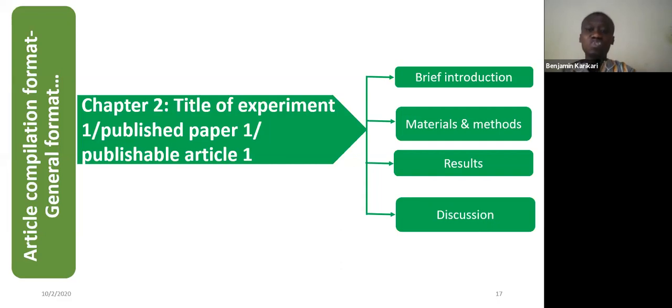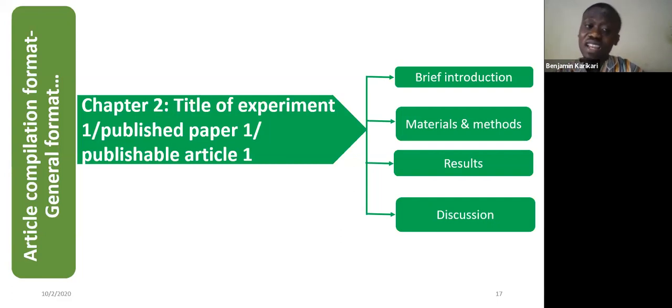And then you move on to materials and method, then results, and then the last section, discussions. So all the other chapters must follow suit. Chapter 3, chapter 4, and chapter 5 may be different depending on the number of experiments that you did. If you did 6 diverse experiments, then you are likely to have about 7 chapters. But if you did about 3, you may have 5 chapters.